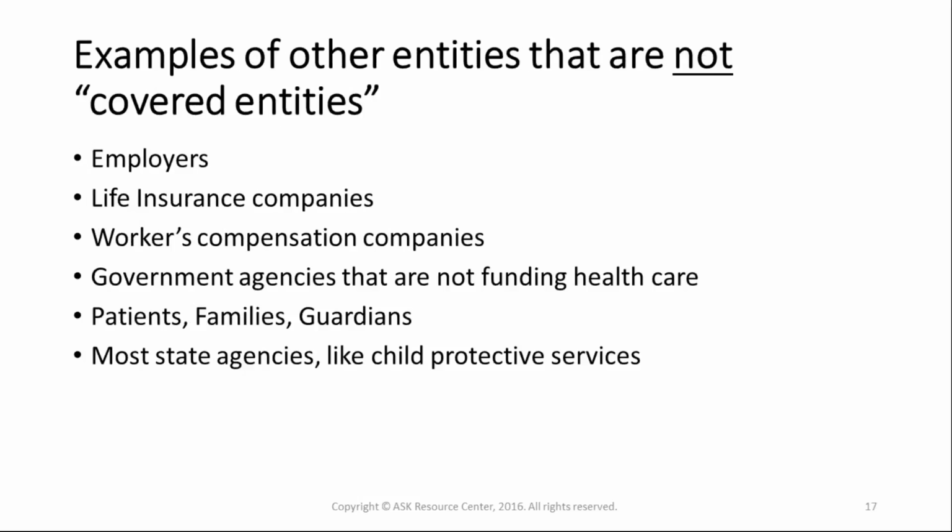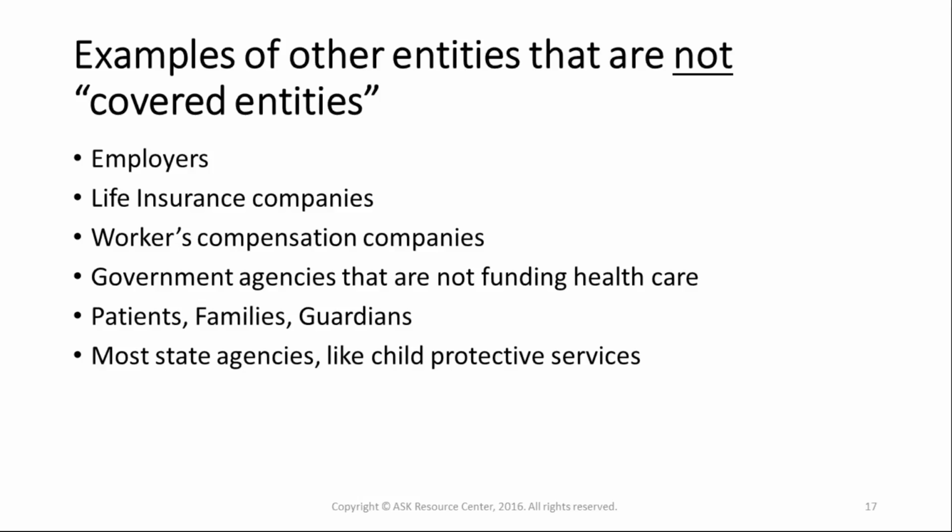Here are some examples of other entities that are not covered by HIPAA. Employers, like my employer, life insurance companies, workers' compensation companies, government agencies that are not funding health care, patients, families, and guardians. HIPAA really covers only the three covered entities. It's not covering you releasing information to someone else. And most state agencies, like Child Protective Services, food assistance agencies, and employment and training programs, are not covered by HIPAA.